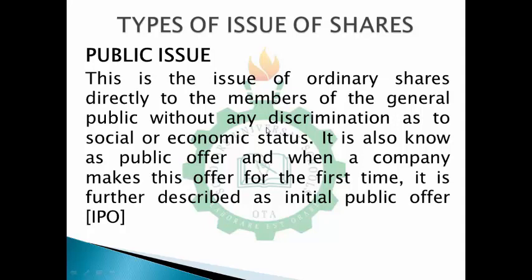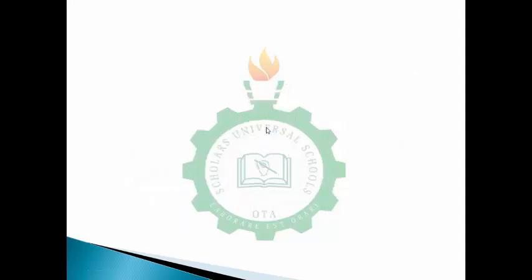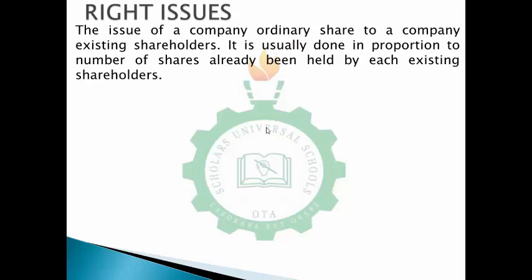All right. So the other type of issue of shares is the rights issue. When we talk about rights issue, it is the issue of a company's ordinary shares to the company's existing shareholders. So it is the issue of company ordinary shares to existing shareholders. From the word rights issue, that is for people that already have shares in the company. Rights issue is like, okay, they have the right to get more shares. And it is usually done in proportion to the number of shares already held by those existing shareholders.